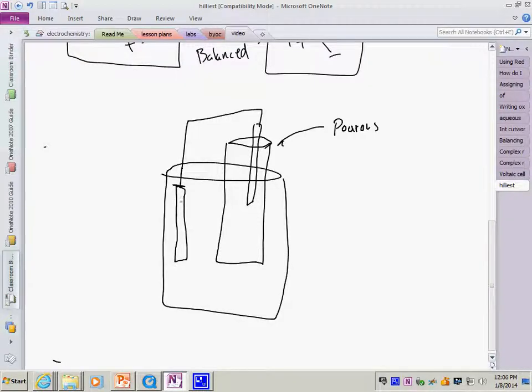Then in this case, the ions can go in and out of that clay pot as needed. As electrons are traveling, let's say hypothetically in this direction, the negatives would exit this way and positives could enter, and keep the two sides very much balanced electrically.